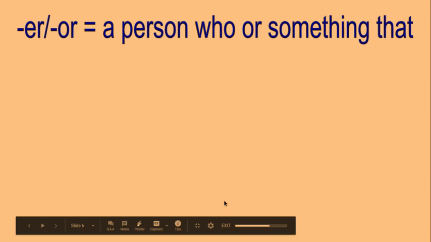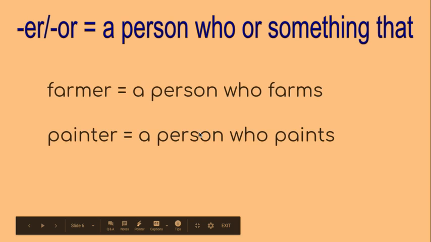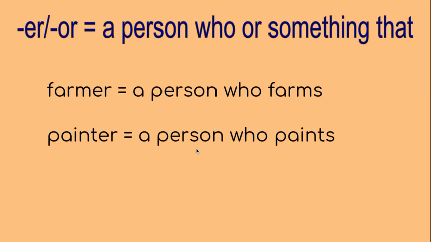So you should have been looking for words that end in er or or. And here is what I found. I found farmer, which is a person who farms. So the root word would be farm, and the er would be making it a person who farms. And painter, the root word is paint. You add an er to it, and then you have a person who paints.